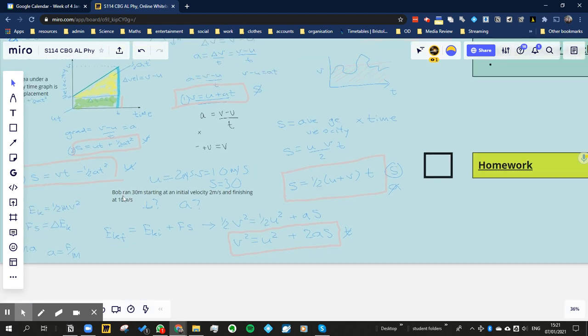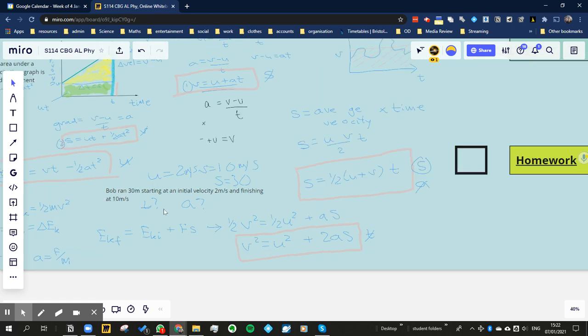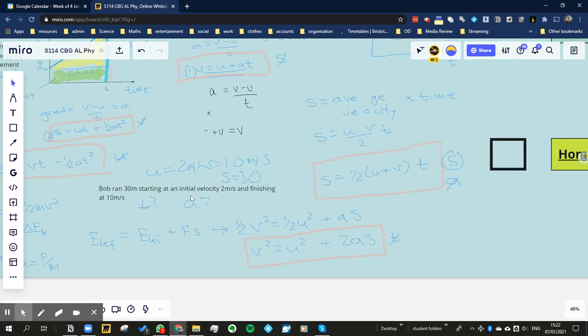So for example, Bob ran 30 meters starting at an initial speed of 2 and finishing at 10. I'm asking you to calculate the time and the acceleration. So I've given you the displacement s, I've given you the initial velocity u, and I've given you the final velocity v. So if I want to know what is the time, what equation do I use? Well, I use the equation that has the displacement, the initial velocity, the final velocity, and time, but not acceleration. So I would use this equation.